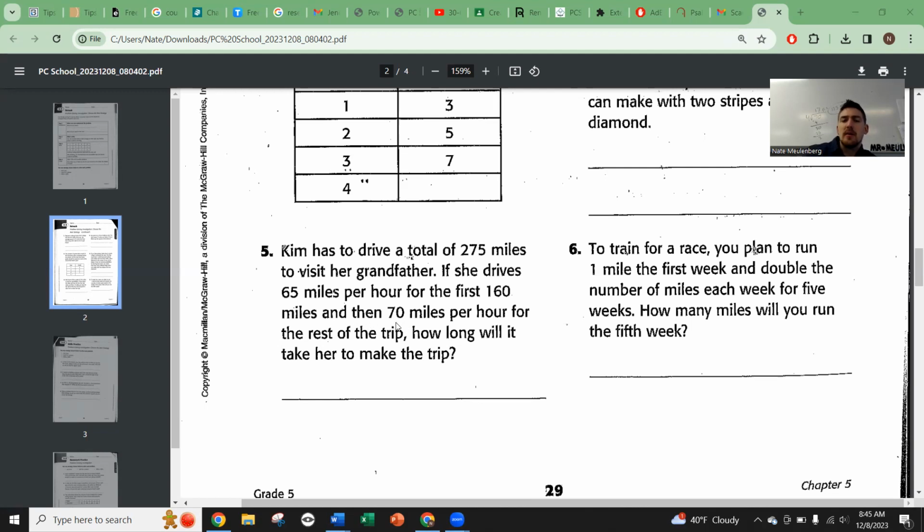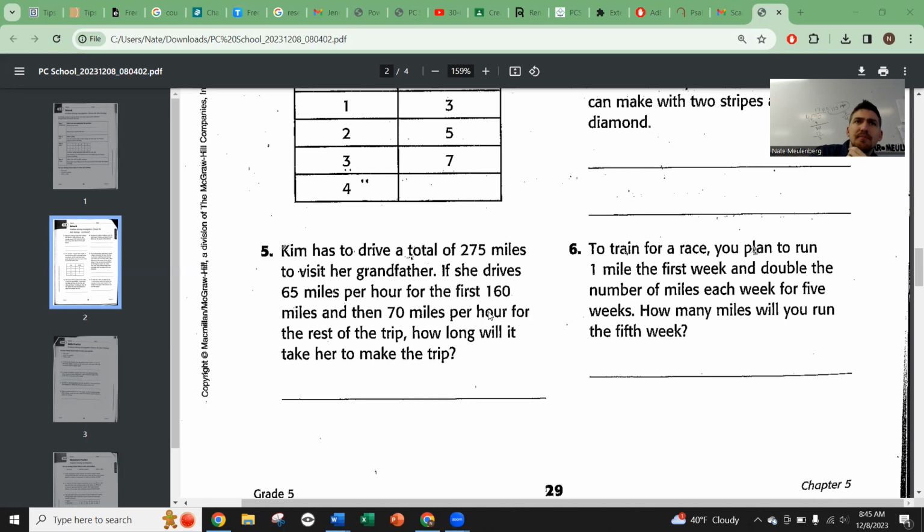So minus. So what do we need to do to figure out how many miles she went 70 miles per hour? Does anyone know? Yeah, not minus 65. Yeah, so do 275 minus 160 and then include that after the 70 miles per hour. And then that will help you figure out how many miles she traveled at 70 miles per hour.